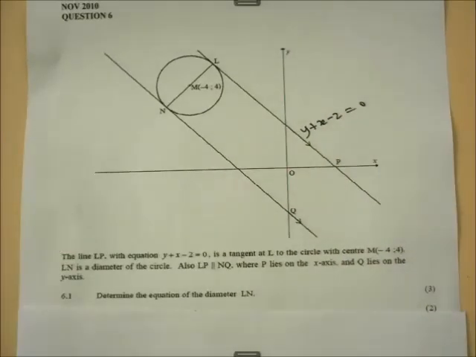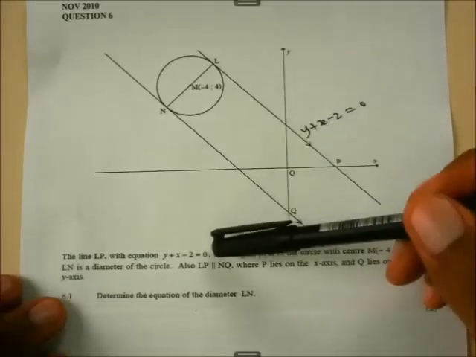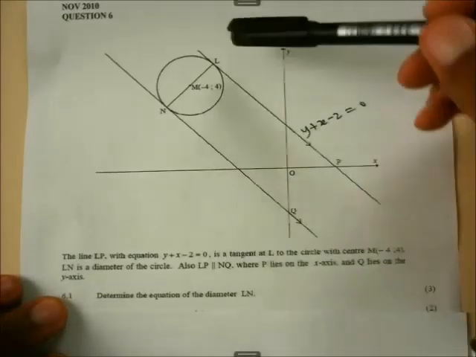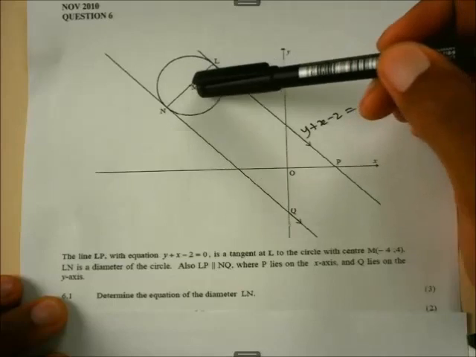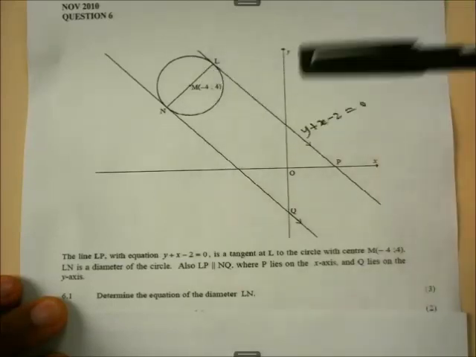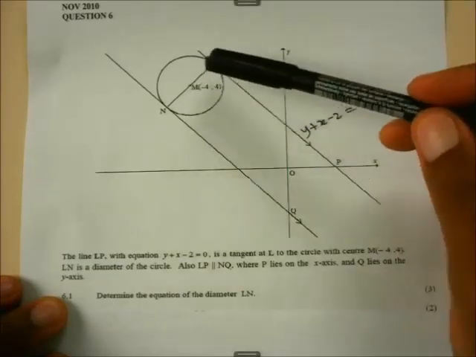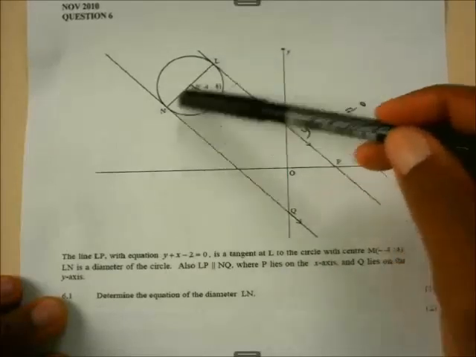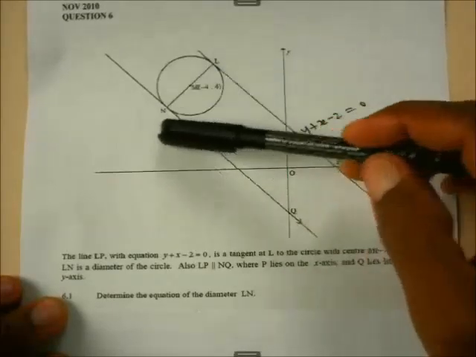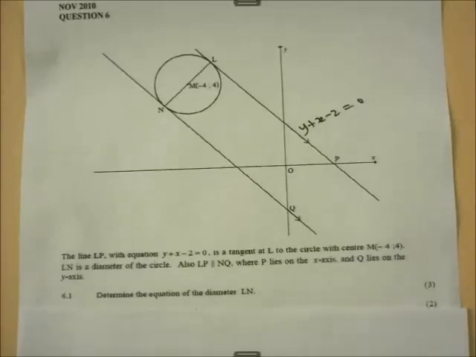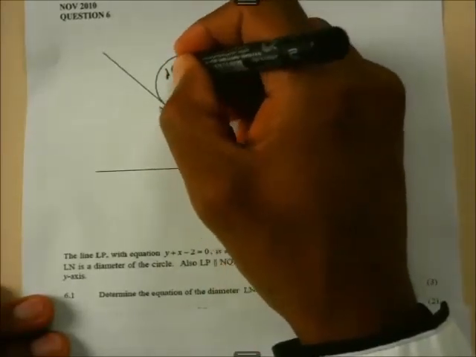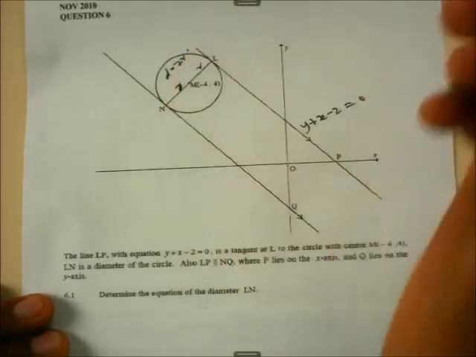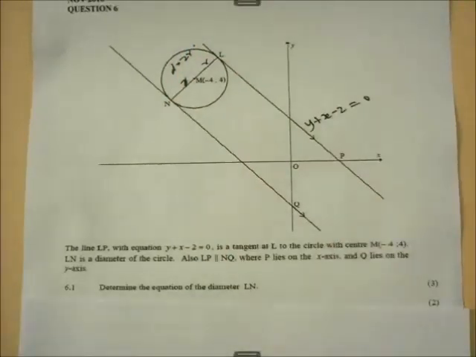That's good. And then from there, we know that it's a tangent at L to the circle with the center M, which is (-4, 4). Also LN is the diameter. Now you remember the diameter is twice r, so the diameter equals 2r. Very important, right?